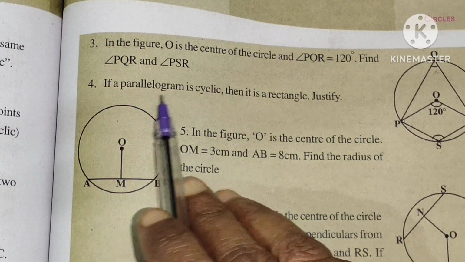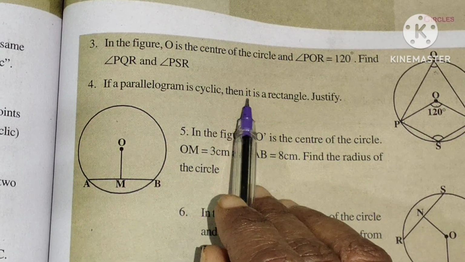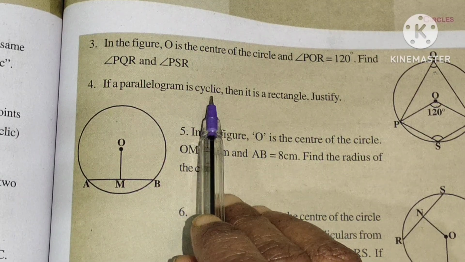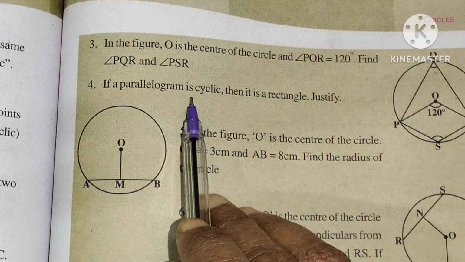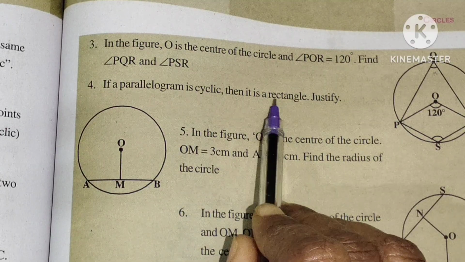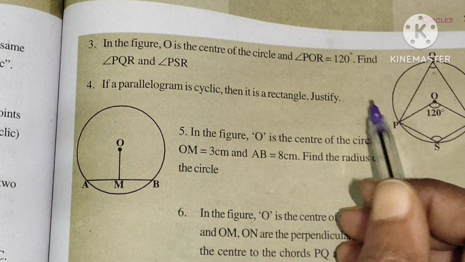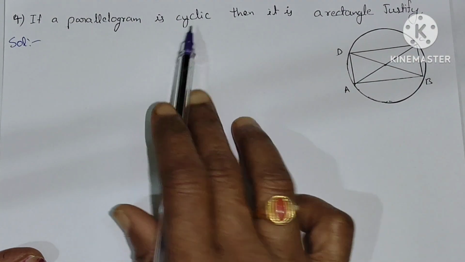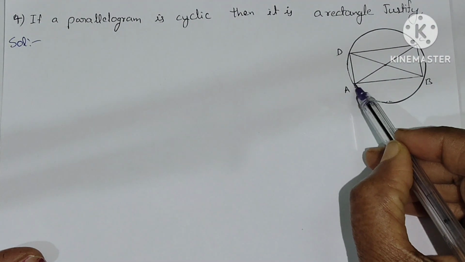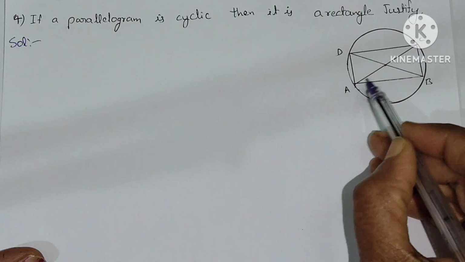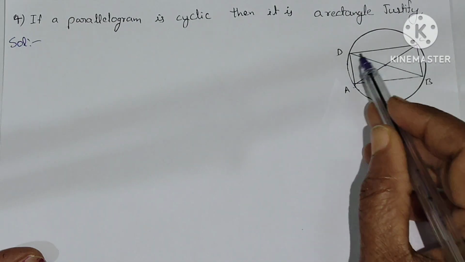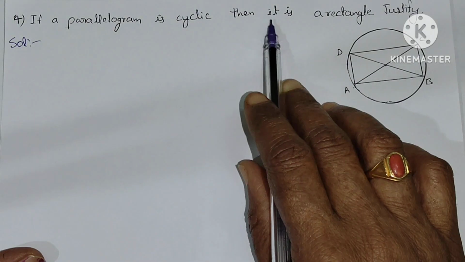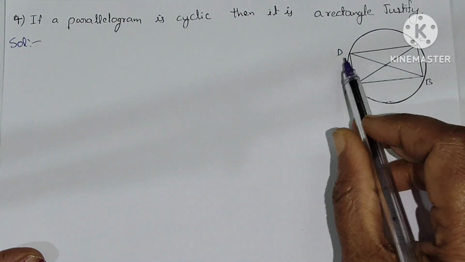Next, fourth question. If a parallelogram is cyclic, then it is a rectangle. Justify. Cyclic means the vertices lie on the circle. So then it is a rectangle. Suppose ABCD is a parallelogram. Cyclic means ABCD lies on the circle. So this is the diagram. Then ABCD is a rectangle.